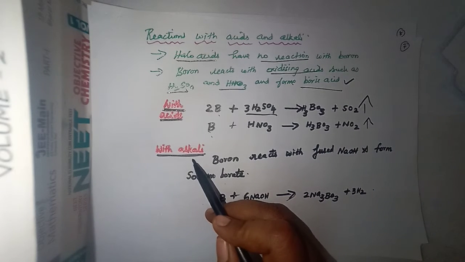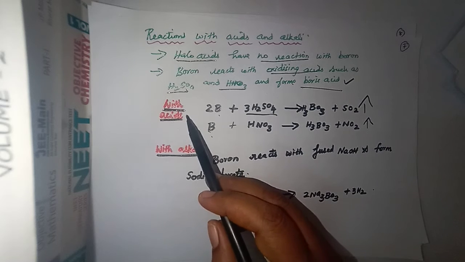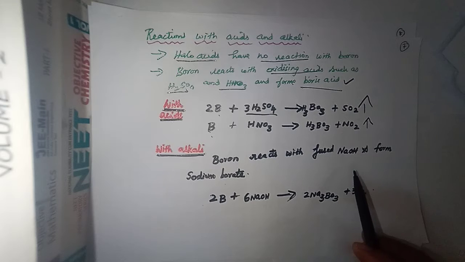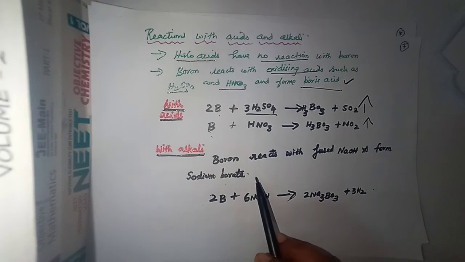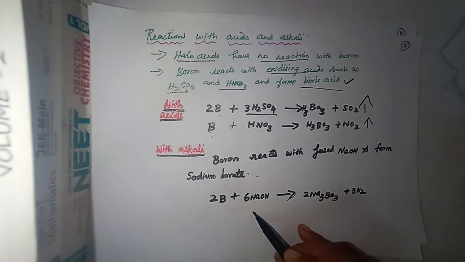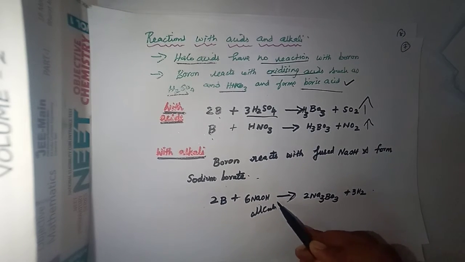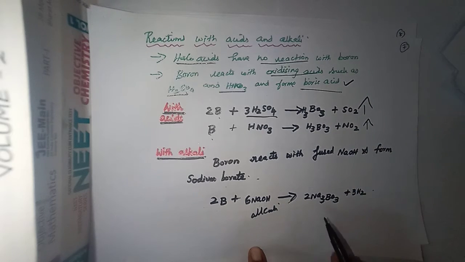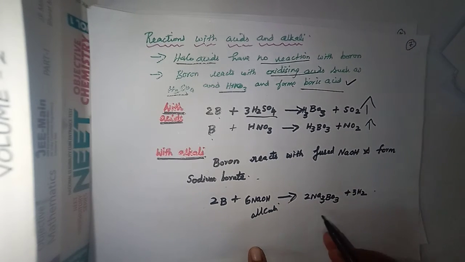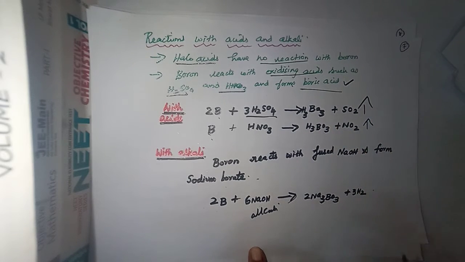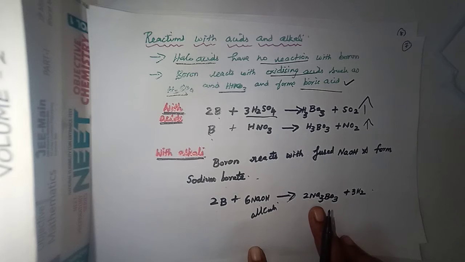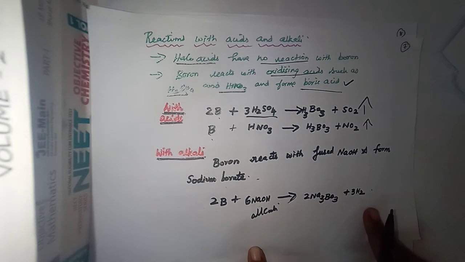With alkali, sodium hydroxide: boron reacts with fused sodium hydroxide and forms sodium borate. Boron reacts with sodium hydroxide, that is an alkali, and forms sodium borate. In H3BO3, instead of hydrogen you write Na3BO3. That is sodium borate; this is boric acid. This is sodium borate, and hydrogen is also formed.